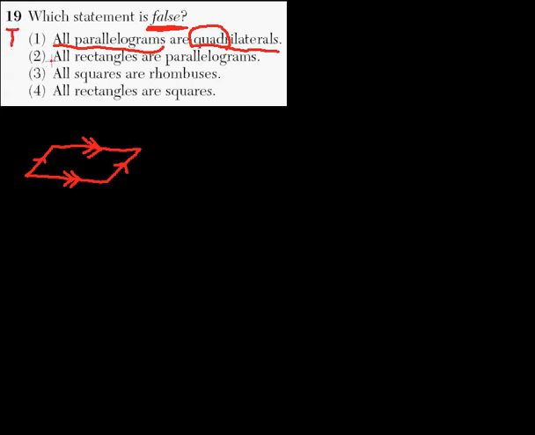Number 2 says all rectangles are parallelograms. Well, all rectangles have 4 sides. The only qualification you need to be a rectangle is to have 4 right angles. And whenever you have 4 right angles, the opposite sides are parallel, just because that's a law of geometry. That's one of the assumptions. So 4 sides, opposite sides are parallel. Every single rectangle is therefore a parallelogram. So that is also true.